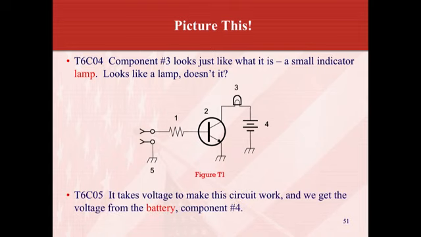It takes voltage to make this circuit work, and we get the voltage from the battery. Component number 4 is the battery. And I don't know if they mentioned it, but that pitchfork-looking thing pointing down is a ground. So here they have the emitter of the transistor grounded, and then they have that short side of the battery, which is number 4, grounded, and then they also have the input to the whole thing, which is 5, grounded as well. And they might say that on the next one here.